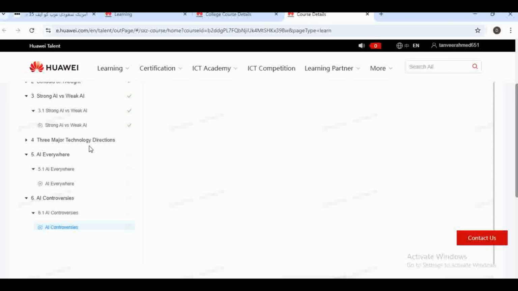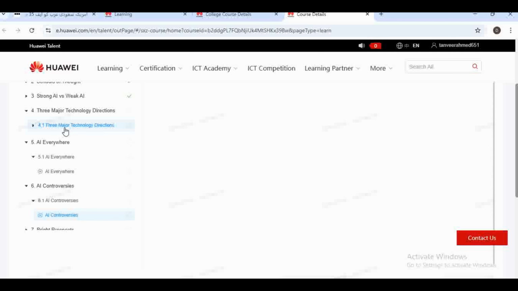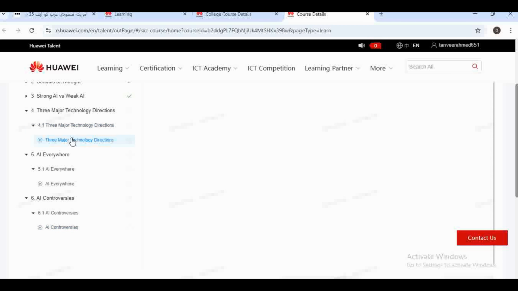To end the lesson, the instructor asks a question. What 4 things are needed to create any AI system?